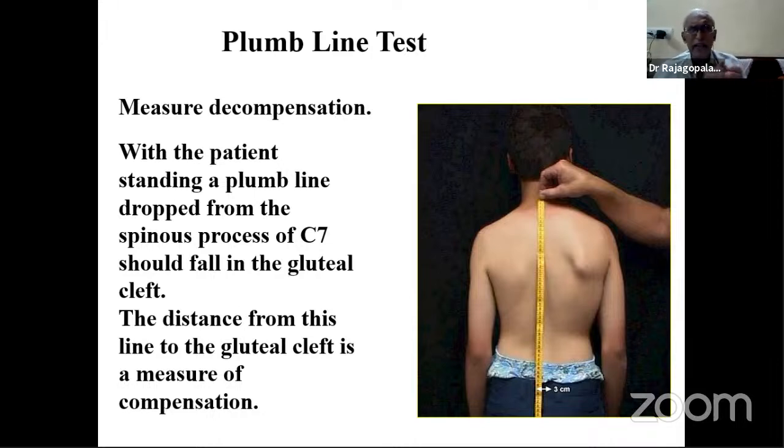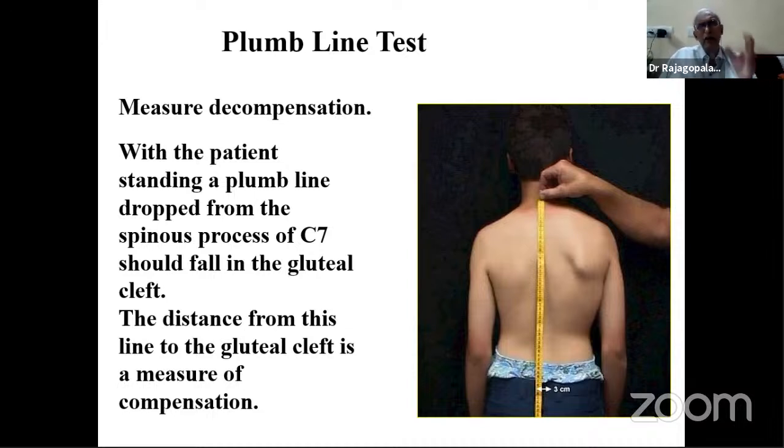Ideally, you should have a plumb line. If you don't have a plumb line, you don't have to worry. Take your inch tape, tie your knee hammer to one end, take the other end, and keep it on the spinous process of C7. That's what is given in the book, and that's what we do. And normally, if you see the picture, it should be in alignment with the gluteal cleft. So it should be somewhere here. And here, there is a displacement of 3 centimeters. So that is the measure of compensation. So this plumb line tries to see whether the head is centered or not.